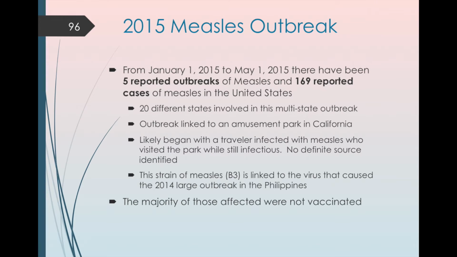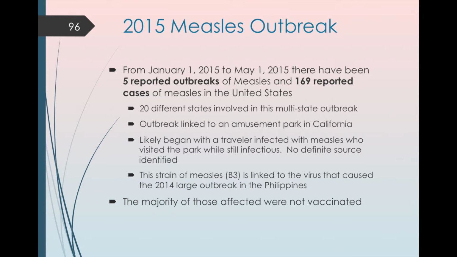From January 1, 2015 to May 1, 2015, there have been 5 reported outbreaks of measles and 169 reported cases of measles in the United States. 20 different states were involved in this multi-state outbreak. The outbreak was linked to an amusement park in California. This likely began with an infected traveler who visited the park while still infectious.